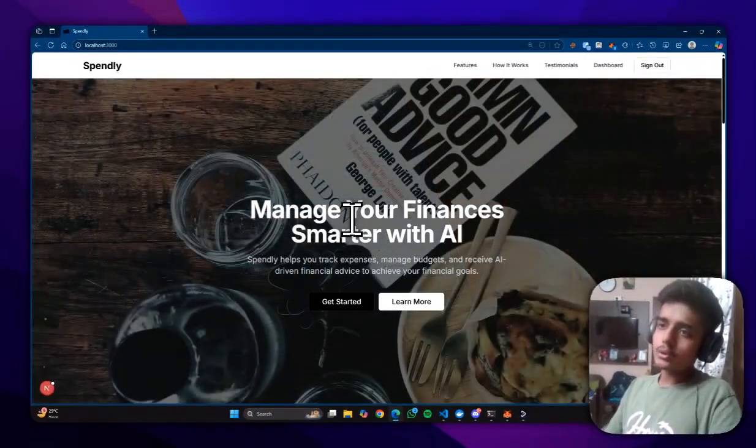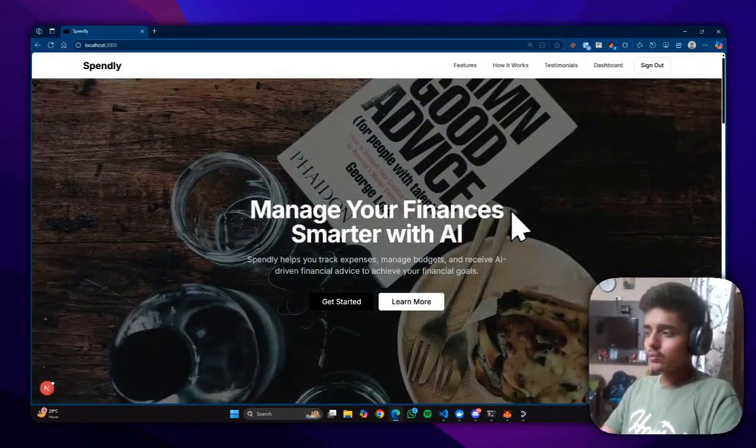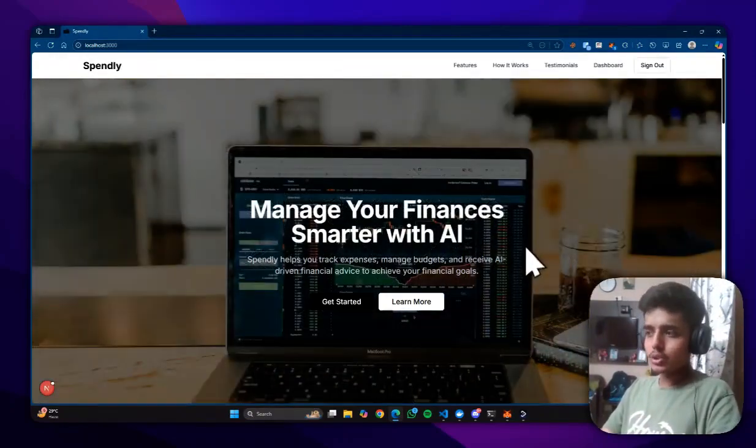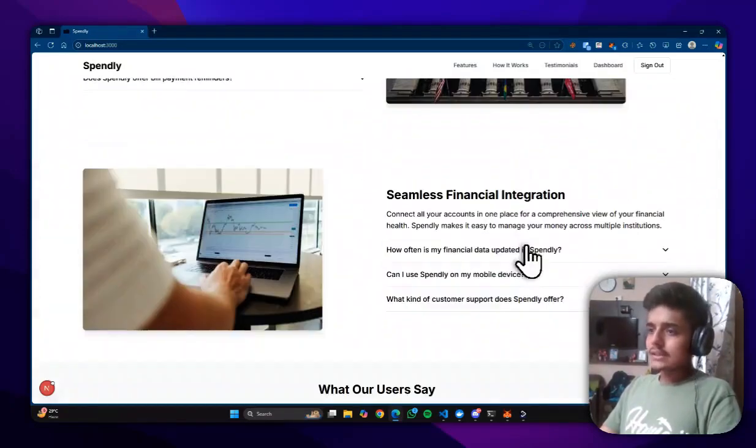So presenting to you Spendly, which is a personal budgeting and financial advisor DeFi platform, which stands for decentralized finance. The main aim of this project is to fill the financial literacy gap amongst the youth. This is our landing page.